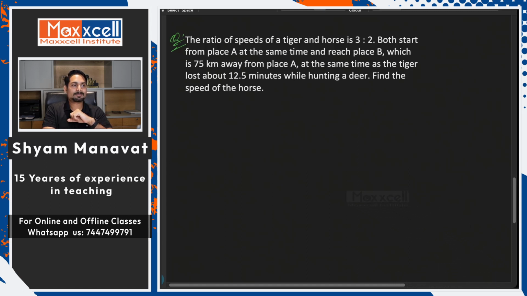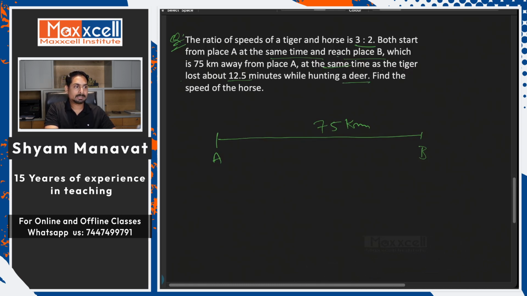The ratio of speeds of a tiger and horse is 3:2. Both of them start from place A and reach B, which is 75 kilometers away from place A, at the same time, as the tiger lost 12.5 minutes while hunting a deer.